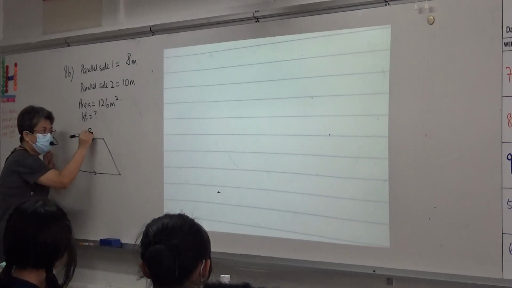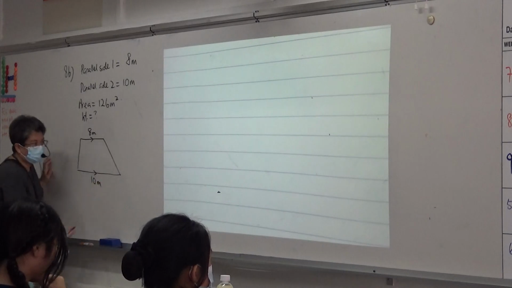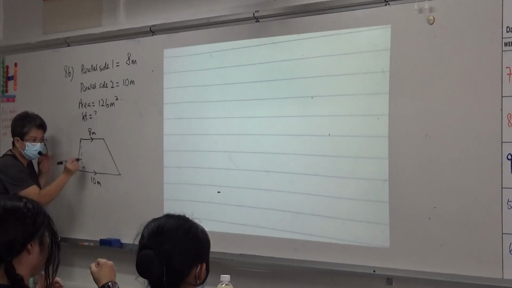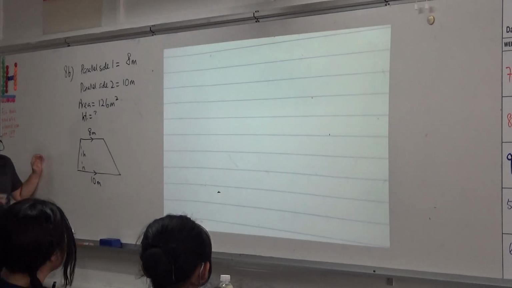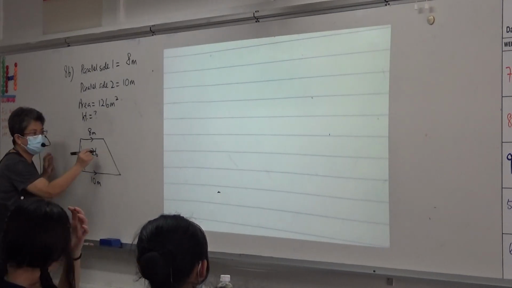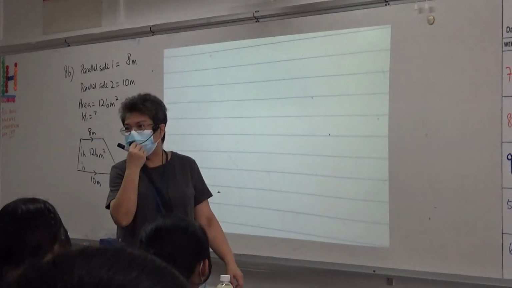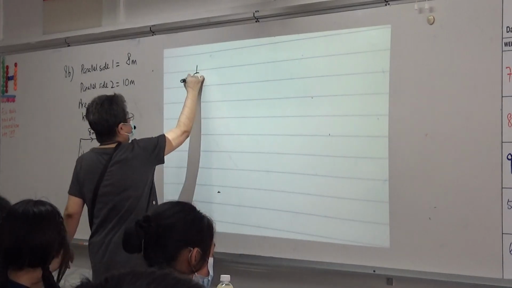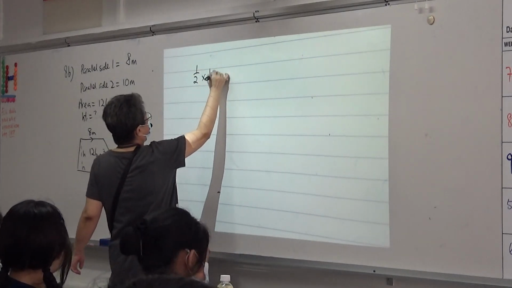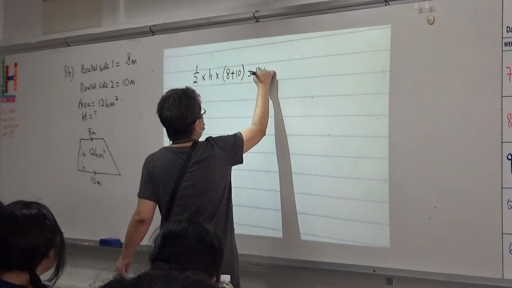Now, this one is 8 meters, correct? How about here? 10 meters. Do you know the height? I don't know the height. But what's the area? 126 meters square. Now, can you see that I can apply the formula? Okay? Half times height times 8 plus 10 must give me 126.